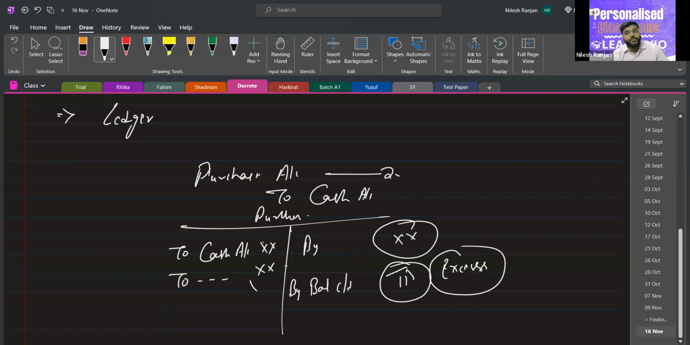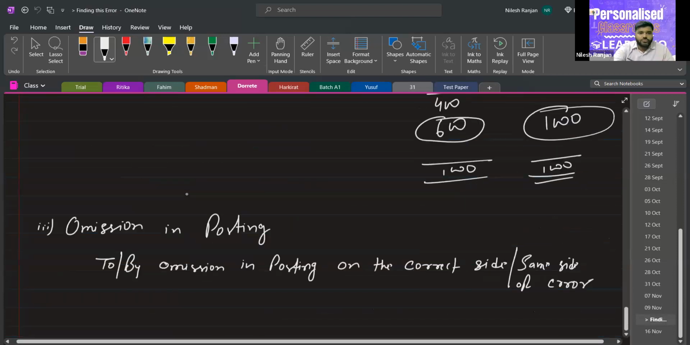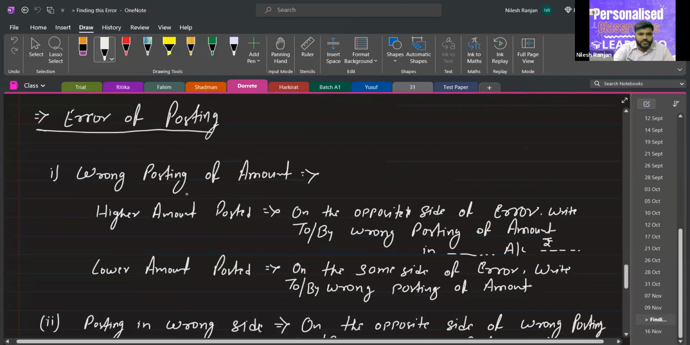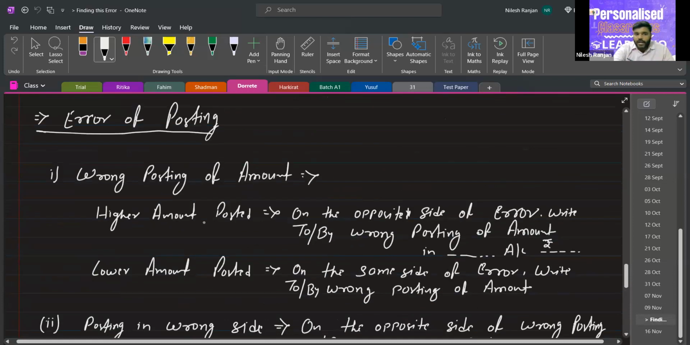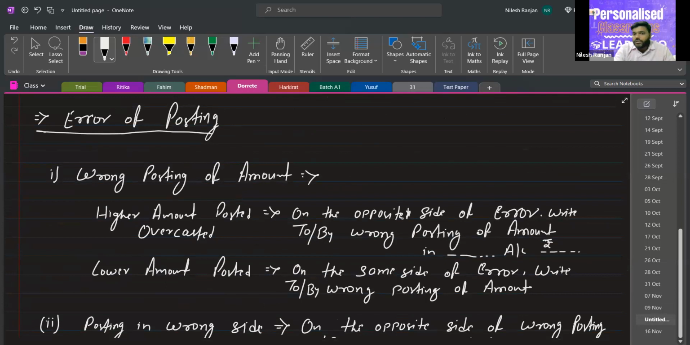Okay, sir. So if there is an error of overcasting, then we have to... yes, this is a higher amount posted, or a lower amount posted. If a higher amount is posted, it means overcasting, or a wrong amount, or excess amount carried forward. Then on the opposite side of the error, you can see, the rectification is made on the opposite side, by wrong posting of amount.